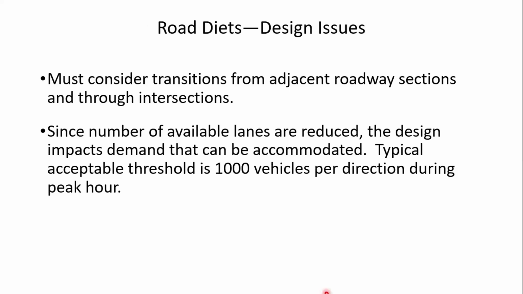Some of the design issues include the transitions. You do need to transition from the adjacent or adjoining roadway sections to the road diet cross section and also through intersections. Another thing to think about is the amount of traffic. Remember, we're reducing the number of available lanes, and so this impacts the demand that can be accommodated. A typical acceptable threshold is about 1,000 vehicles per direction during the peak hour.